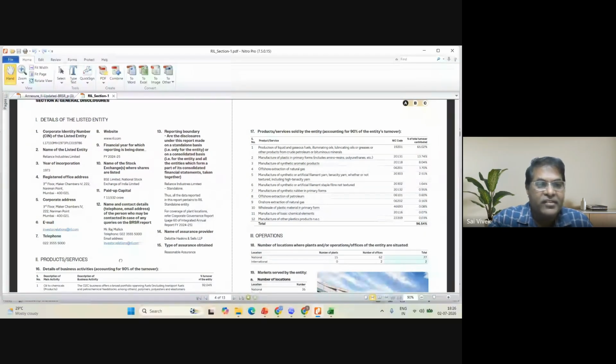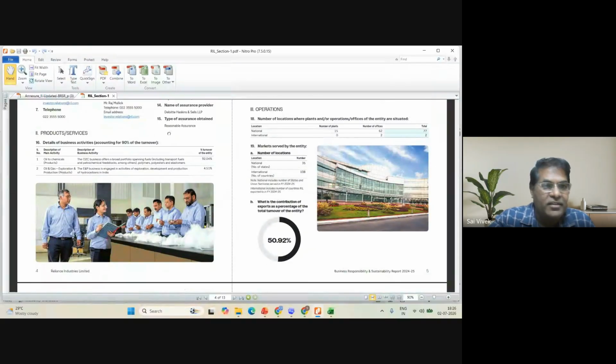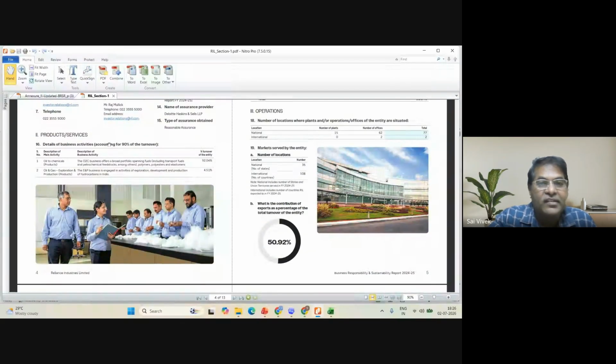So coming to the next serial number 16, various products and services. Description of main activity, oil to chemicals, O to C. This contributes 92% of turnover of the entity. So Reliance is all majorly about oils to chemicals. Oil and gas is 4.51% of the total turnover.